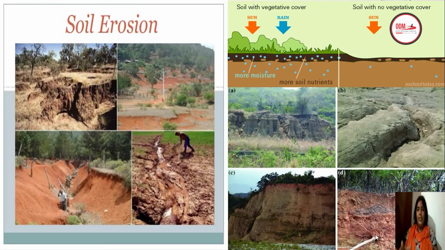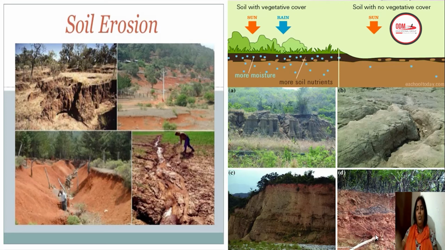Then see here some pictures of the soil erosion are given. Like see this one, the picture where the man is tilling the land. It's a gully erosion. Here the first picture is your sheet erosion. Okay, and then these are the pictures depicting the soil erosion.